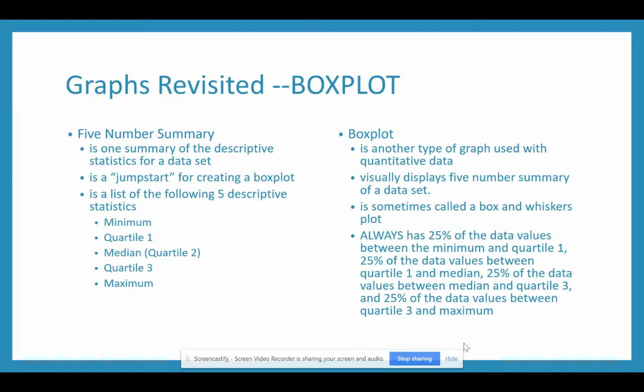Those numbers can be displayed on a number line, and that creates a visual display called a box plot, or sometimes it's called a box and whisker plot. And one of the key things to remember about the box plot, remember between the minimum and quartile 1, there's always 25% of the data values. Between quartile 1 and the median, there's always 25%. Between the median and quartile 3, there's 25%. And then between quartile 3 and the maximum, you have an additional 25%.